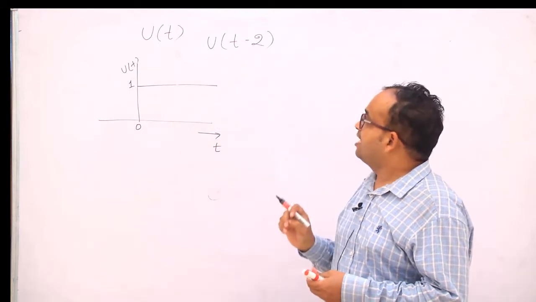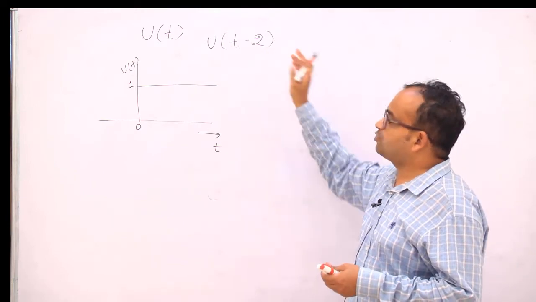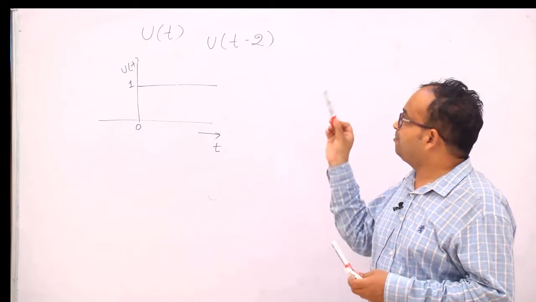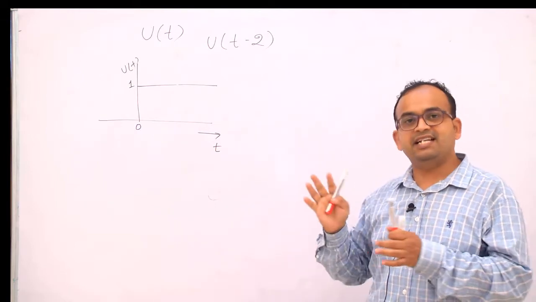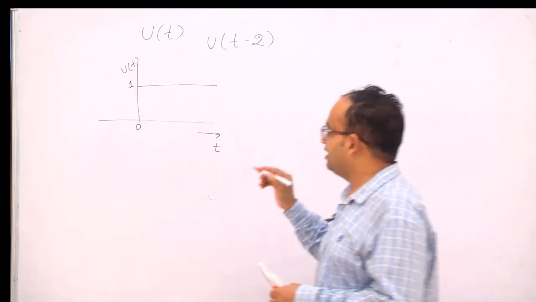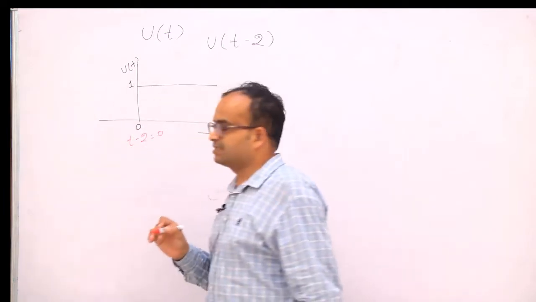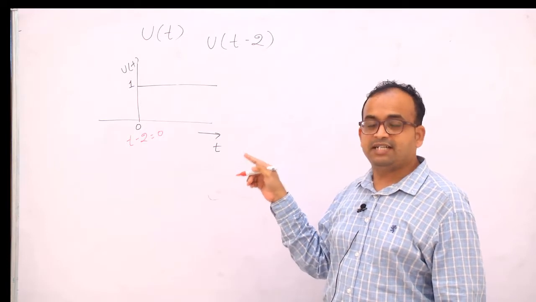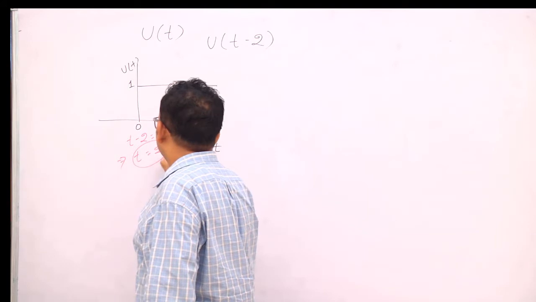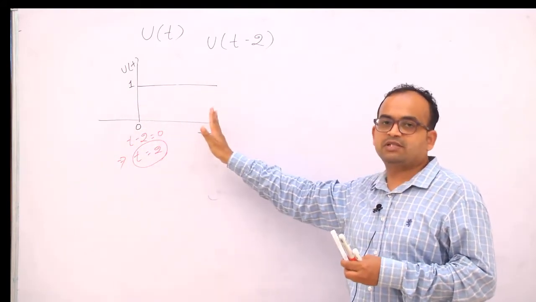So now what happens? We have to find out the value of u of t minus 2. In the previous class I told you how to find the value of u of t minus 2. The signal must be right shifted, right? How to find the right shift or left shift? Very simple thing I have discussed: you have to take t minus 2 equal to 0, right? So what is the new value of t now? T is equal to 2. Means this 0 point will go to the 2 position.